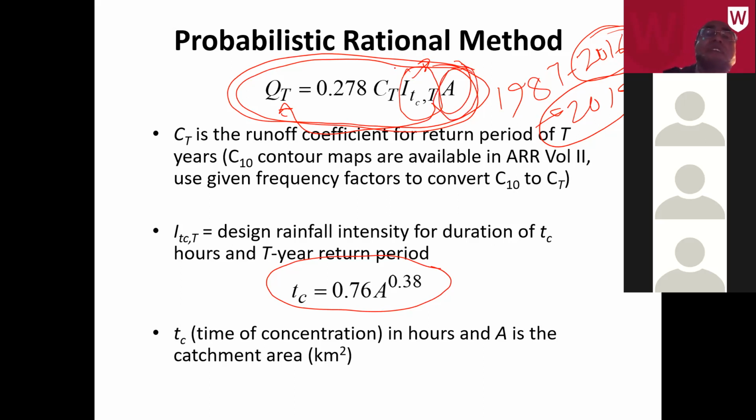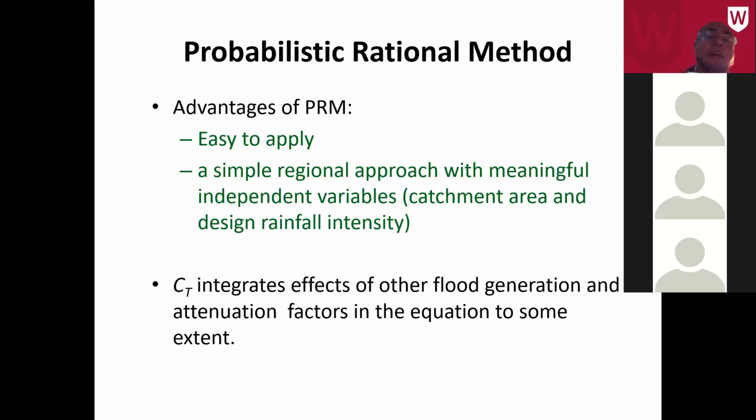And then you need another coefficient, CT, that is the runoff coefficient. For the runoff coefficient, there are some prediction equations available, or some maps available that you can use to estimate the runoff coefficient by interpolation. It's easy to apply. It has only two predictor variables, catchment area and resultant rainfall intensity. And CT really considers all the other characteristics.